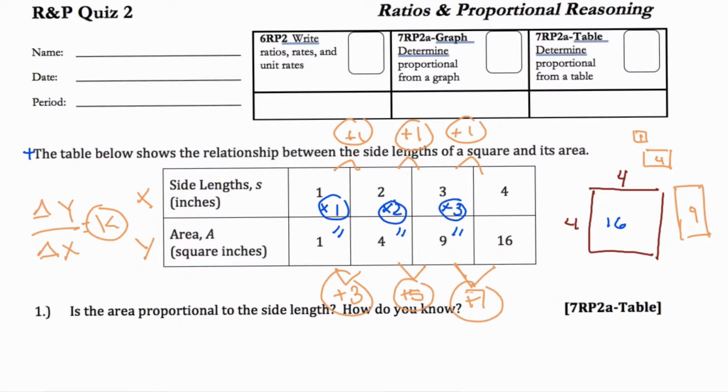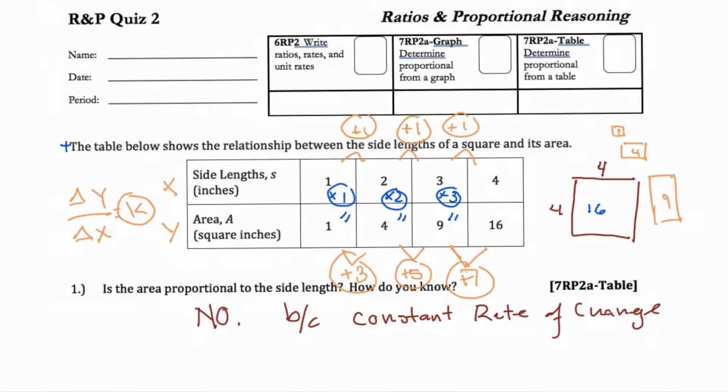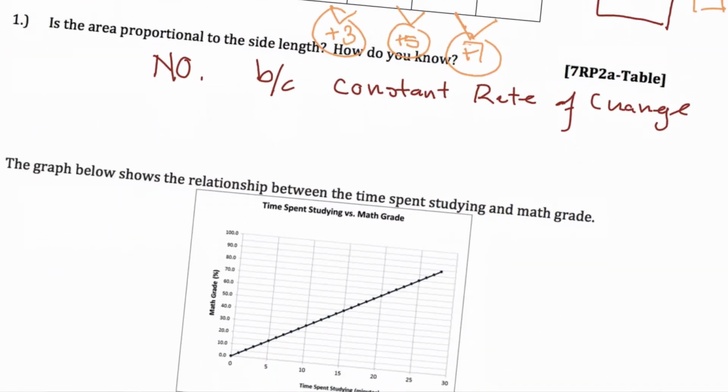So we have two ways of saying, or two reasons to support the answer of no. And we could say because there is no constant rate or rate of change. These are really two ways of saying the same thing. There's no constant rate of change. So that's question 1. Let's take a peek at some of the others here.